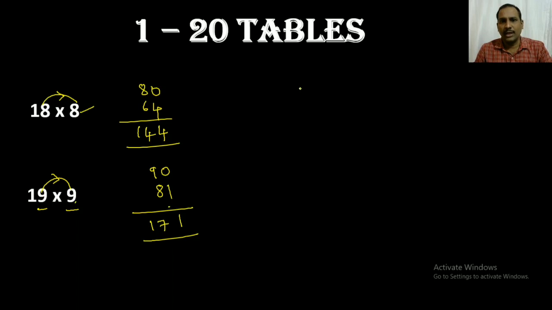Let us do it orally now. 17 into 7. So 7 we have to write as 70. 7 into 7, 49. So 70 plus 49, that is 119. So the answer is 119. So no need of remembering the 17 table. If you want, we will do 16 into 6. 6 we can write as 60, and 6 into 6 is 36. 60 plus 36, that is 96 is the answer.